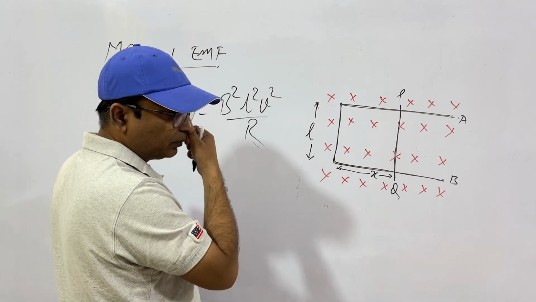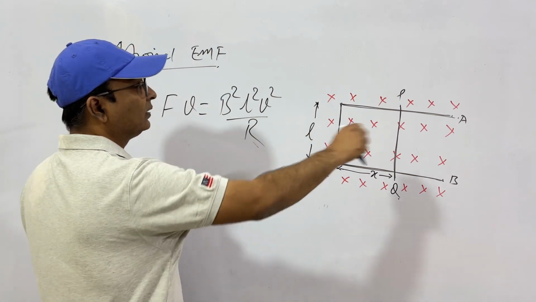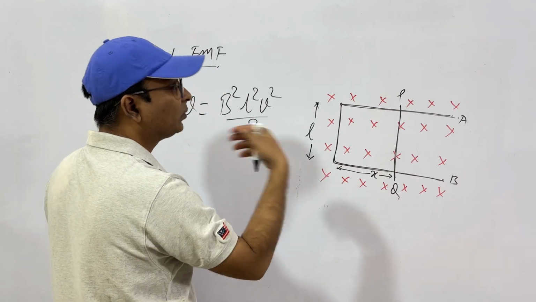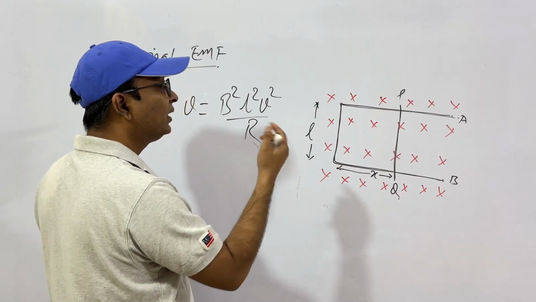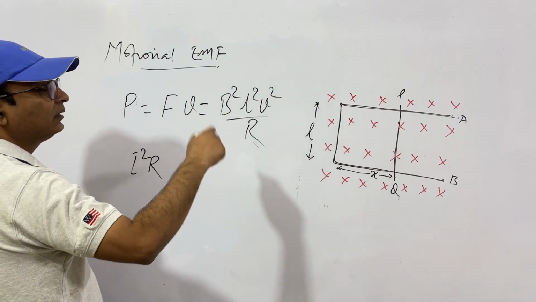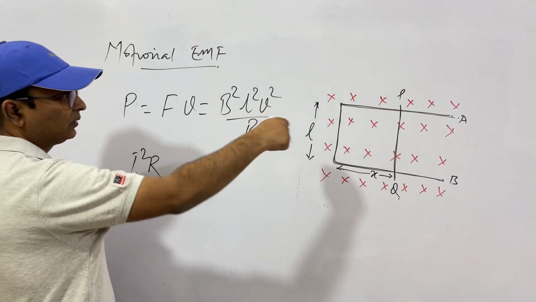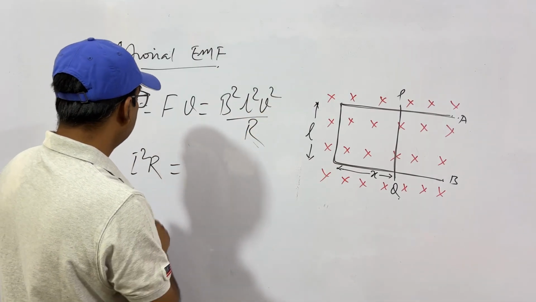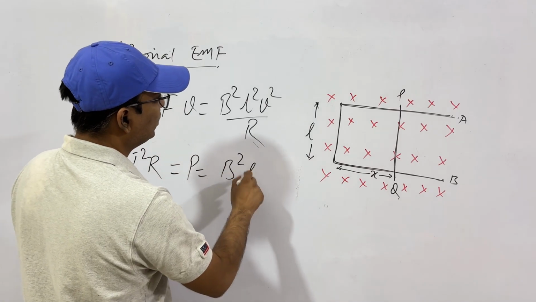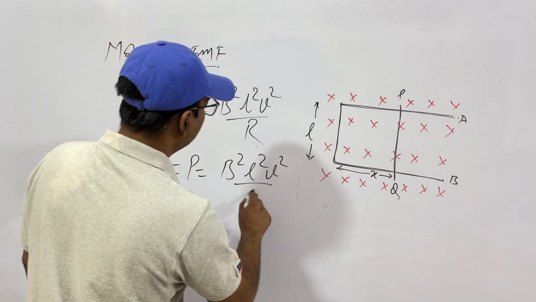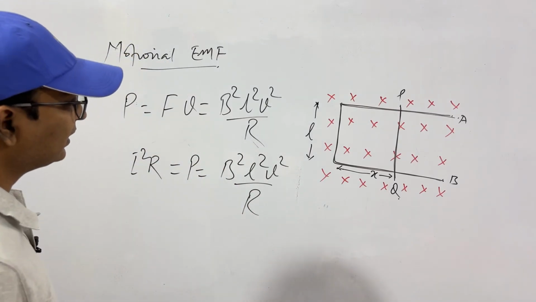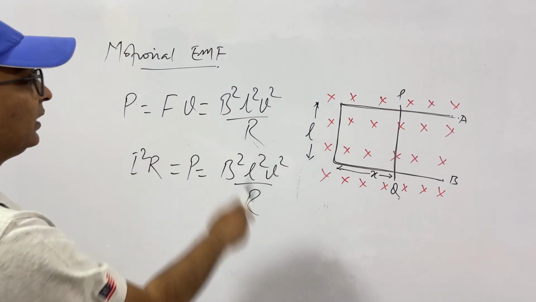But where will this power go? While moving it from this side to this side and back, we require some energy. Where will this energy go? This will go as I square R heat in this loop, this coil. So I square R will be this P, which is equal to B square L square V square by R. There are several variables; if some of them are given and you have to find others, you can find them from this equation.